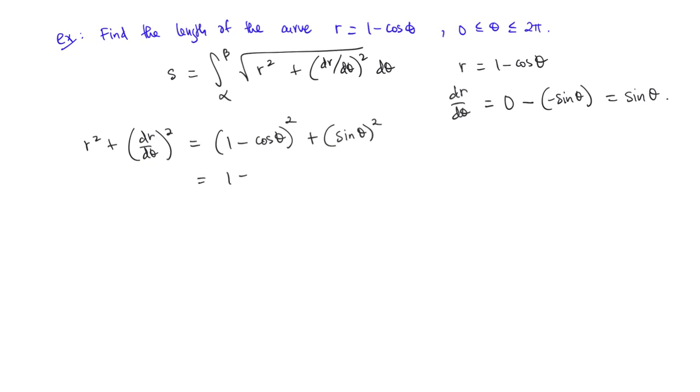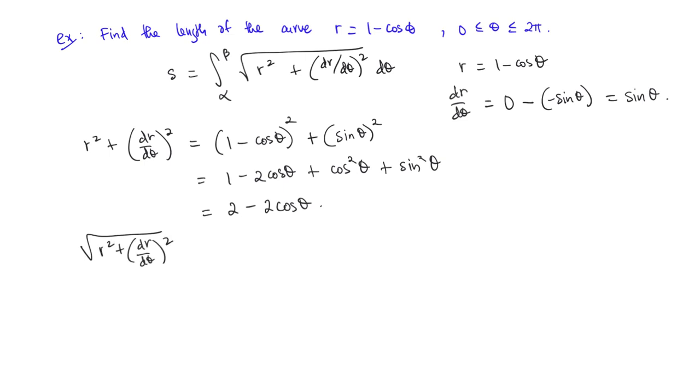This is 1 minus 2 cosine of theta plus cosine squared of theta plus sine squared of theta, but sine squared plus cosine squared theta is 1. 1 plus 1 is 2. This is 2 minus 2 cosine of theta. The square root of r squared plus (dr/d theta) squared is now the square root of 2 minus 2 cosine of theta. We won't be able to integrate this directly unless we rewrite this.